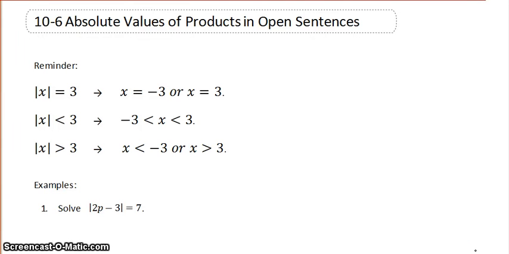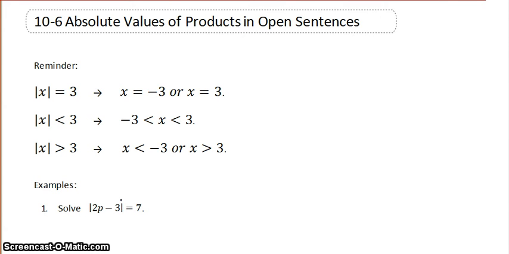All right, we're on to 10.6, which is absolute values of products in open sentences. Basically this is the exact same thing that we were doing before, same pattern, and that's why I have it posted here again. But if you look down here, instead of just adding, we're also going to have to divide. But it's really not going to affect many things because once we set it up, it's the same thing we've always been doing. So hopefully you'll see that in just a second.